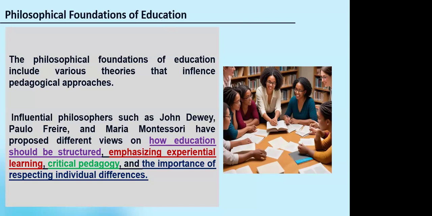Otherwise, tell me. Right. Though Maria Montessori focuses her attention on the preschool stage, there are some other philosophers as well. We have to understand and study their principles, what they have put forward about education and the strategies. They have different views and ideas on how education should be structured and planned. John Dewey emphasizes experiential learning, critical thinking, critical pedagogy, and the importance of respecting individual differences. These are some of the ideas the philosophers have focused their attention on.